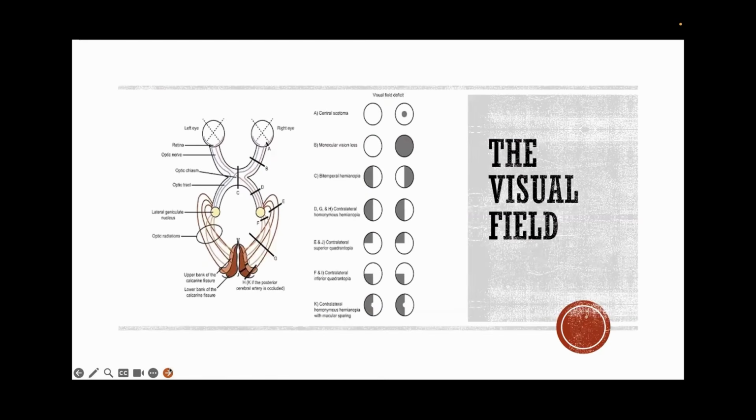Then going to the last topic that I'll be covering today, which is the visual field. This diagram is overused and present everywhere, but it significantly leaves out a lot of neuro-ophthalmological visual field defects. So I'll be covering those which this diagram does not cover.